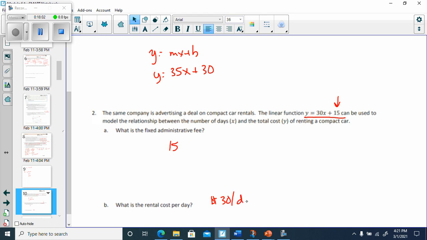Okay? All right, that covers everything for lesson 1. All right, that shows us how we can model equations, model relationships using linear equations.